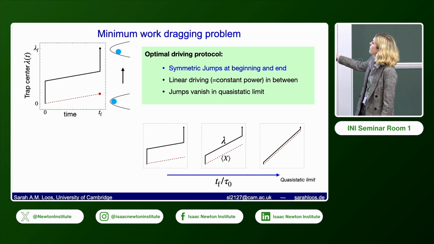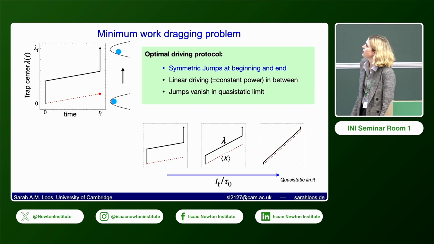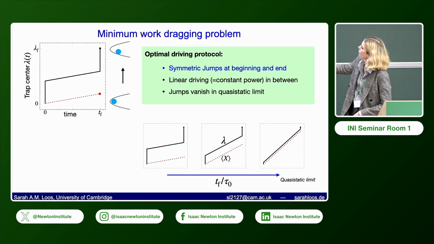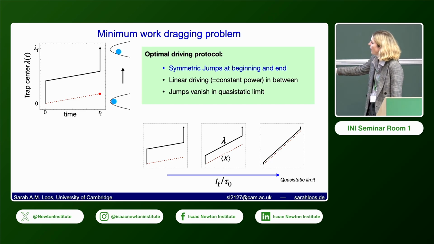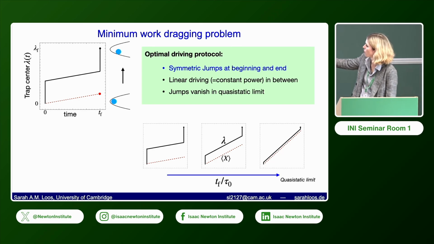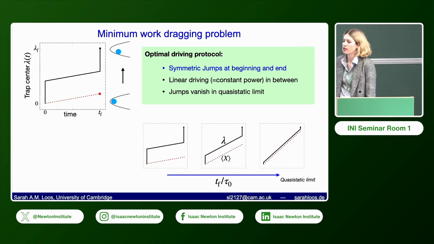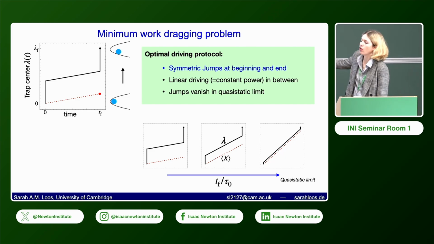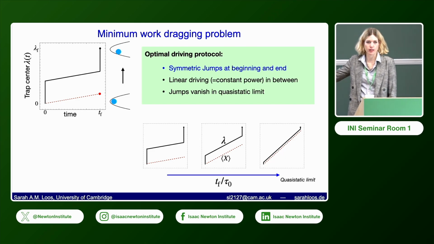And yeah, so we find these jumps, and in this case, the jumps are symmetric. So there is the same jump at the beginning and end of the protocol, and you drive linearly in between. And if you allow for more time, these jumps will get shorter and shorter, and eventually you will just move your trap with constant speed and you will approach the quasi-static limit.